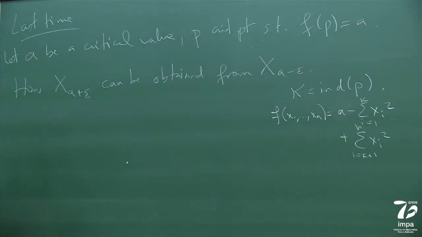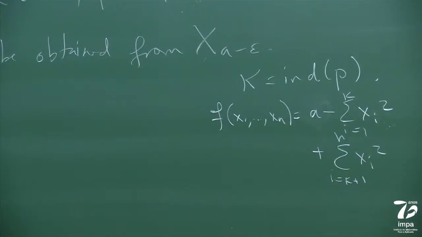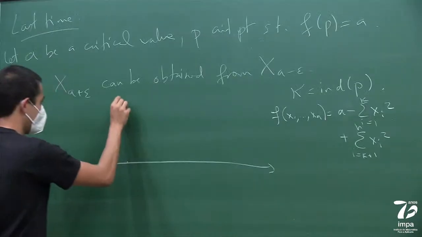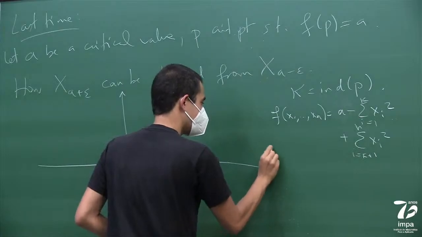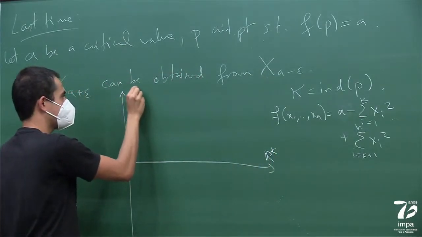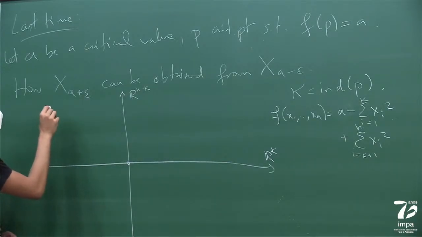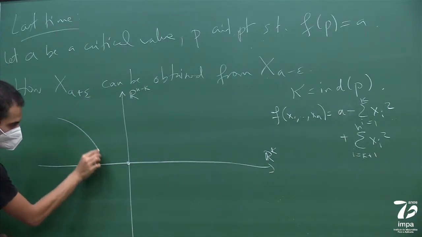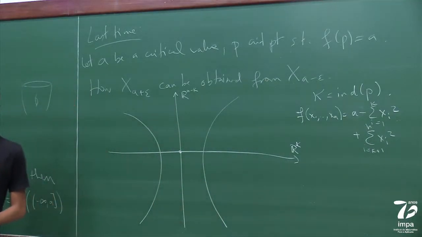Okay, so we can draw a picture. My picture will be the case k equals 1, n equals 2. But pretty much the same picture is true in general. I mean, it's a little bit more subtle if k is 0 or n. But basically the picture is always like this. So this is your R^k, and this is R^(n-k). And when you look at the set where f is equal to A minus epsilon, then you have something like this. So this is like a generalized hyperboloid.